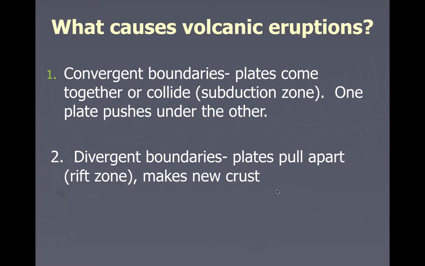What causes volcanic eruptions? Convergent boundaries. So this is plates coming together or colliding. There's a subduction zone. One plate pushes under the other. And then divergent boundaries, where plates pull apart, which is your rift zone, and make new crust.